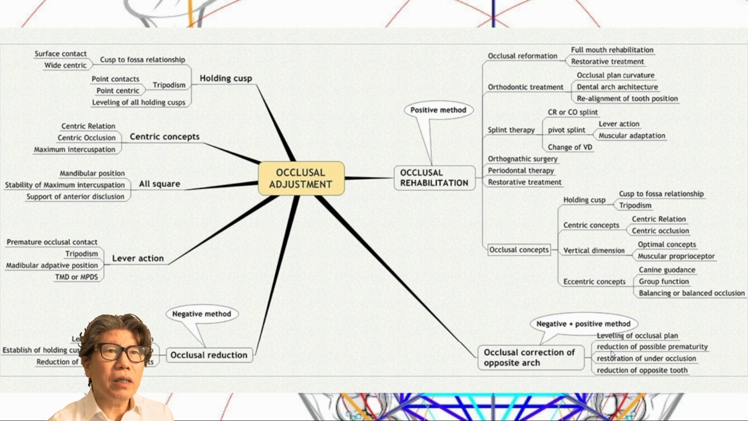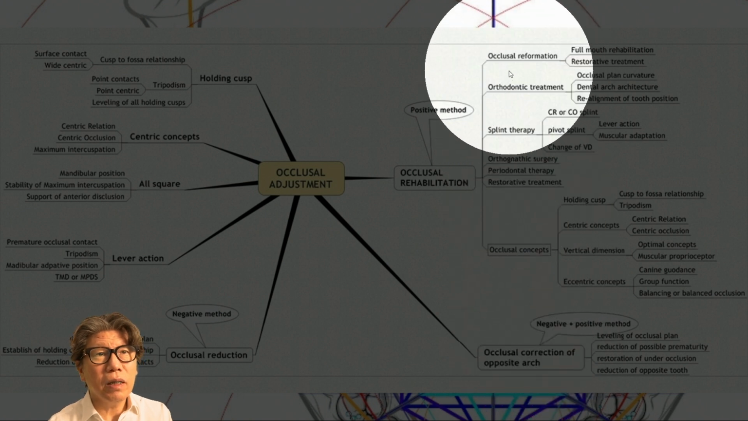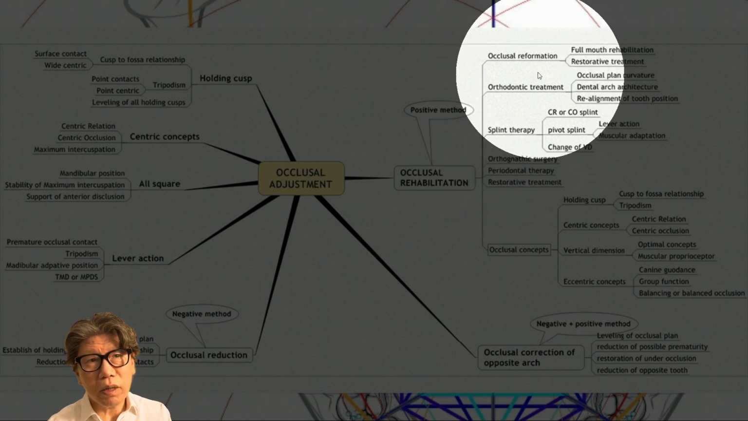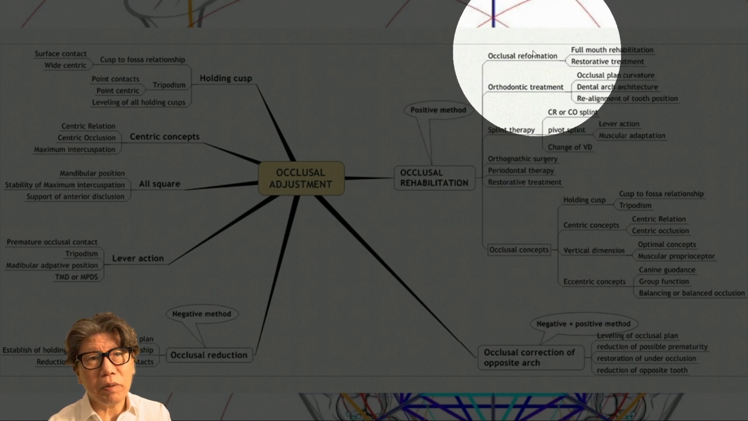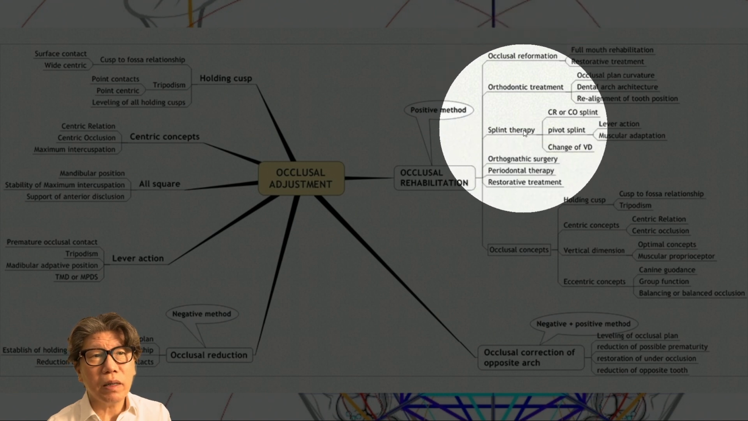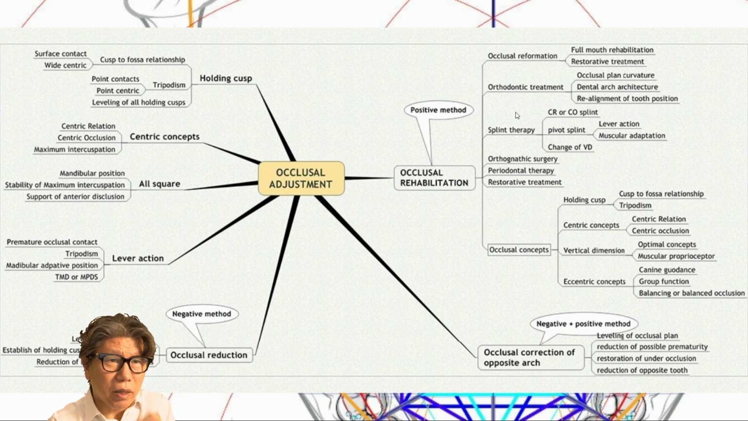The cases I mentioned are general cases, and when such patients come, I sometimes recommend orthodontic treatment. For occlusal reconstruction, full mouth rehabilitation is also recommended. This should never be performed without the patient's consent, because this is an irreversible treatment method. If the patient does not consent to the treatment, I recommend first using occlusal splint therapy to see if the symptoms improve. Occlusal splint therapy includes CR, CO, and pivot types.